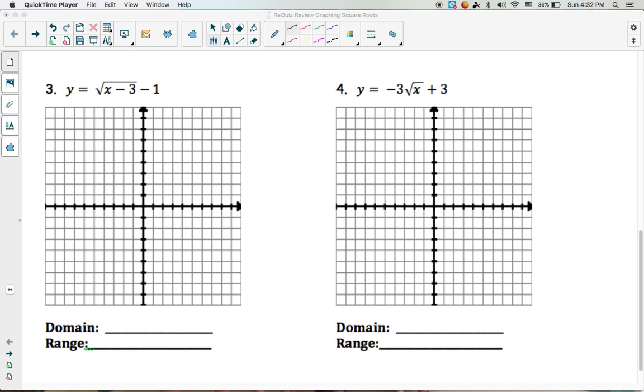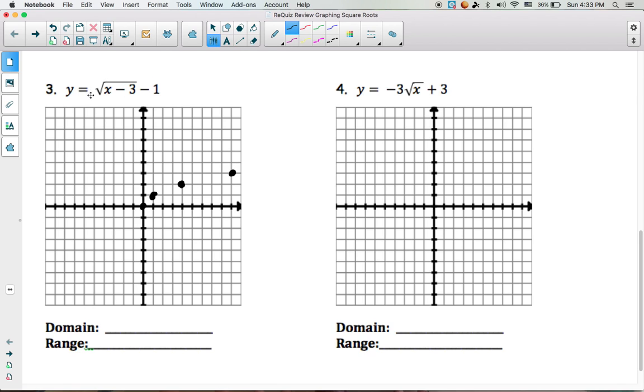ReQuiz review, graphing square root functions, questions number 3 and 4. Anytime you are graphing a square root, we want to start out with the parent function. So for number 3, we're going to plot the points (0, 0), (1, 1), (4, 2), and (9, 3).